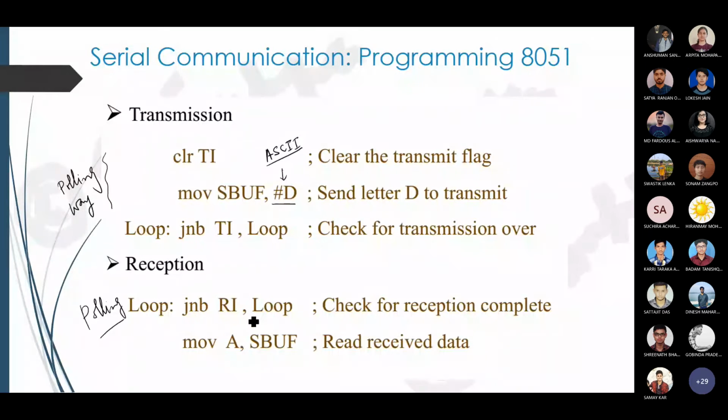And then JNB, jump if not bit, that means the bit is 0 whenever there is a transmission from the other end and this SBUF is getting that data. So once this is over, RI will be 1 once fully received. Okay. And so it will come out of this loop and then we can read this SBUF to A, the received data.